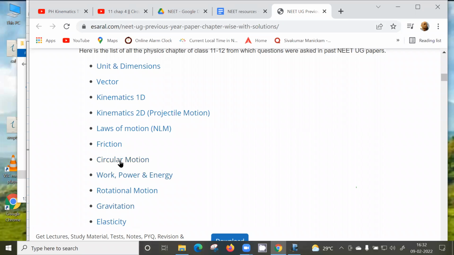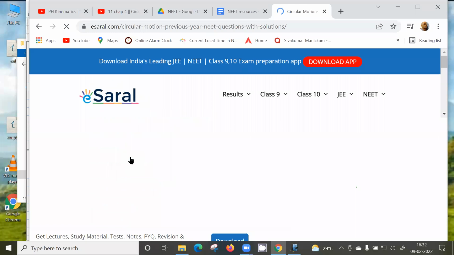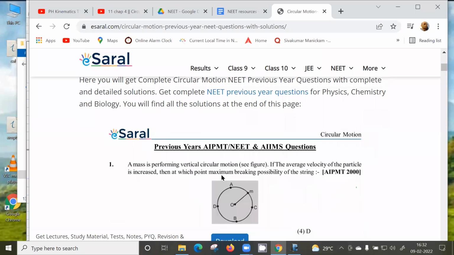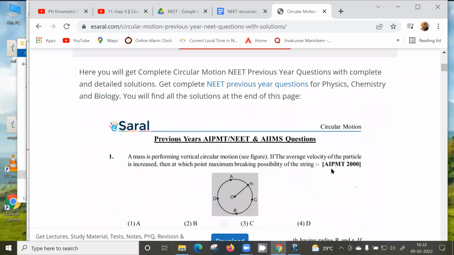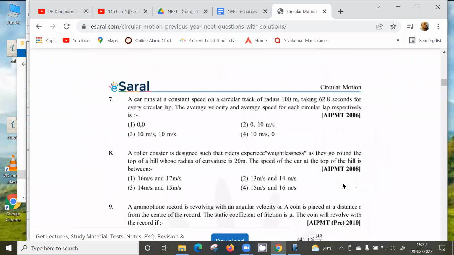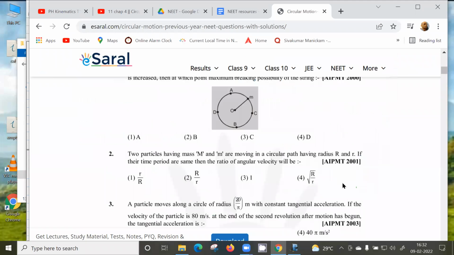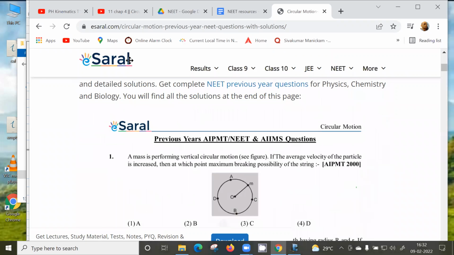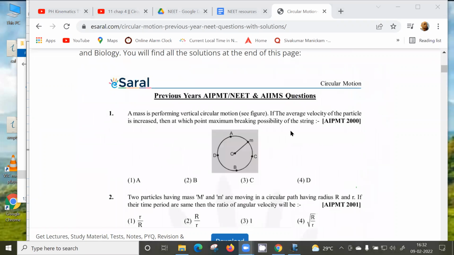So here there is one particular section on circular motion. Okay, let's start with one simple problem. Try the first one. Your mass is performing circular motion. It should be simple.